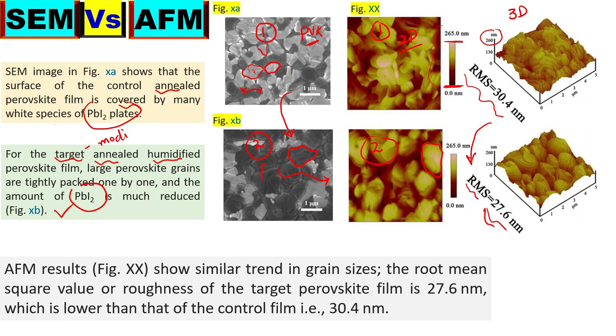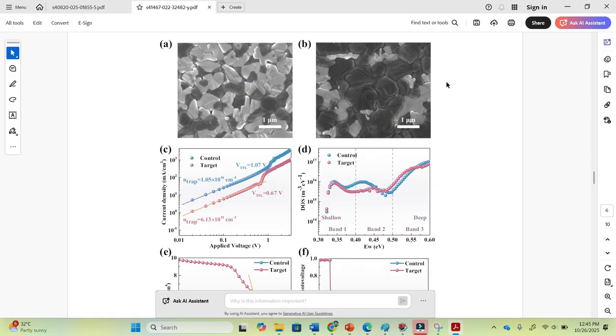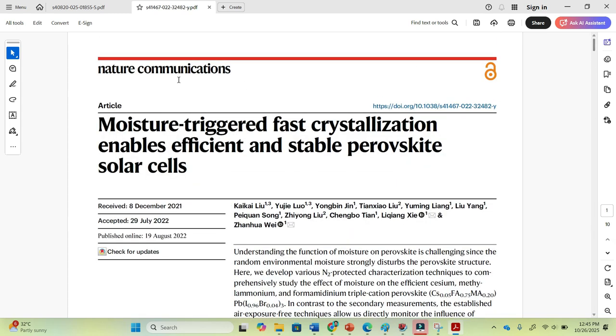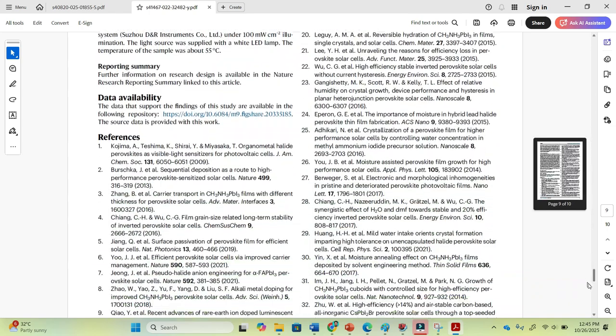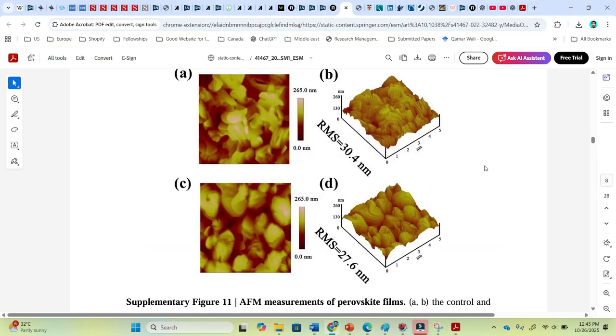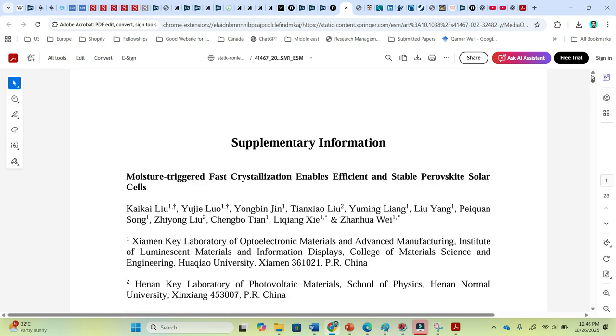The SEM micrograph I took from this paper, and this paper is basically published in Nature Communications. This is the title of the paper by Liu et al. in 2022. And this paper is published under a Creative Commons license 4.0. This is the link to the license. And the AFM images I took from the supplementary information of that paper.